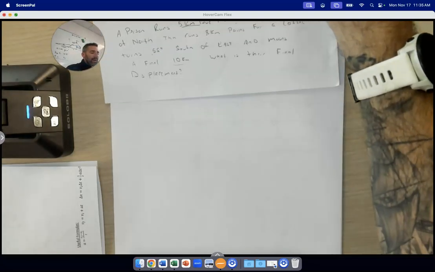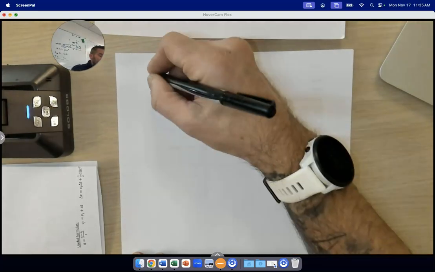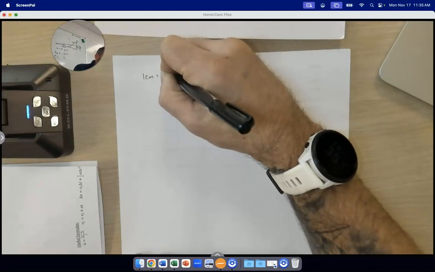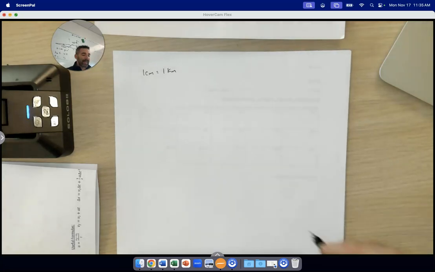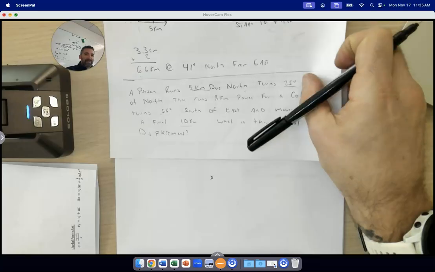So here I'm going to start by defining my scale. I'm going to say that 1 centimeter equals 1 kilometer. It's just nice and easy. Now, I don't know exactly which way this is going to go, so I'm just going to start right in the middle with my x. And I'm going to look at my first set of directions.